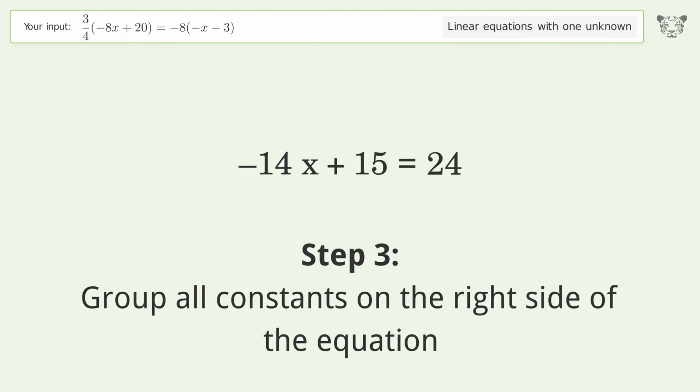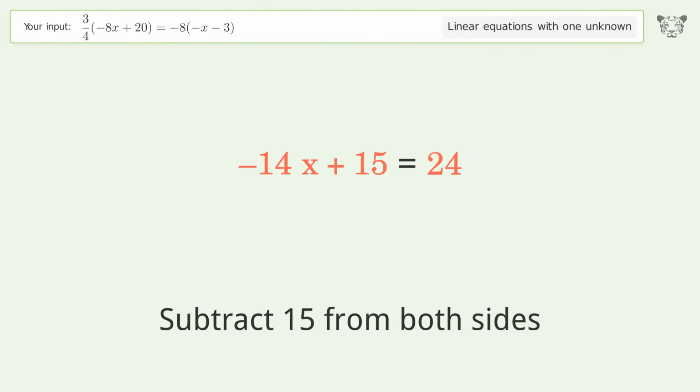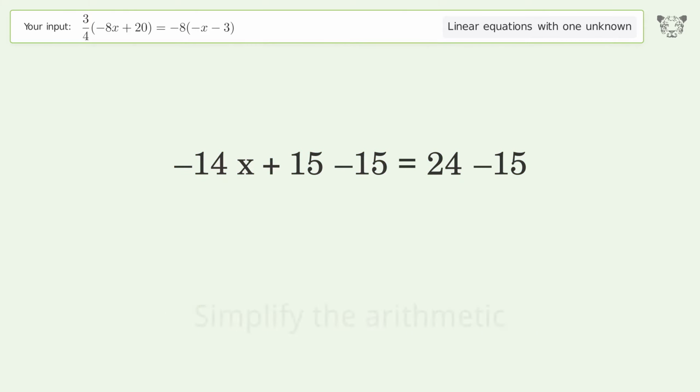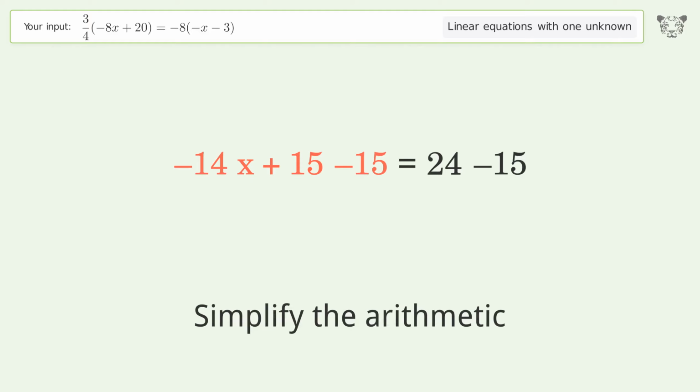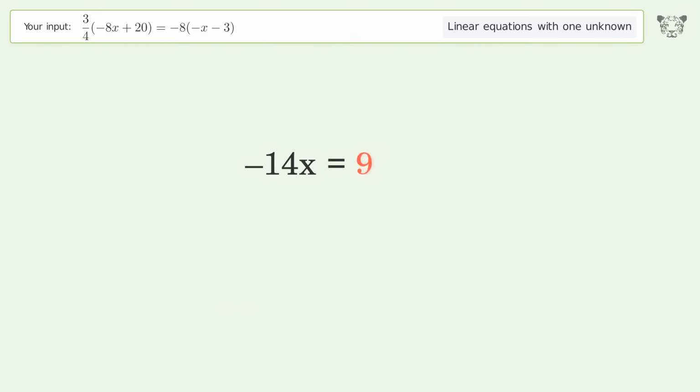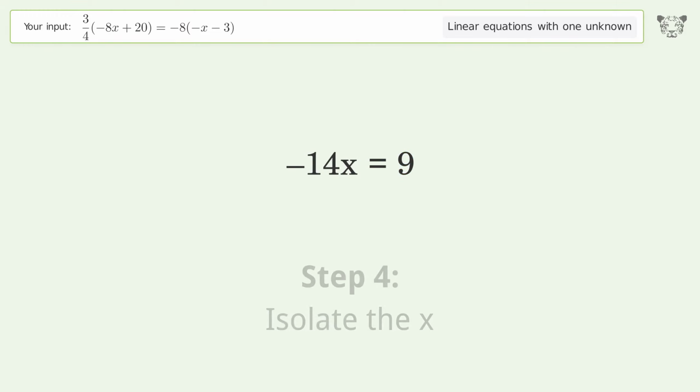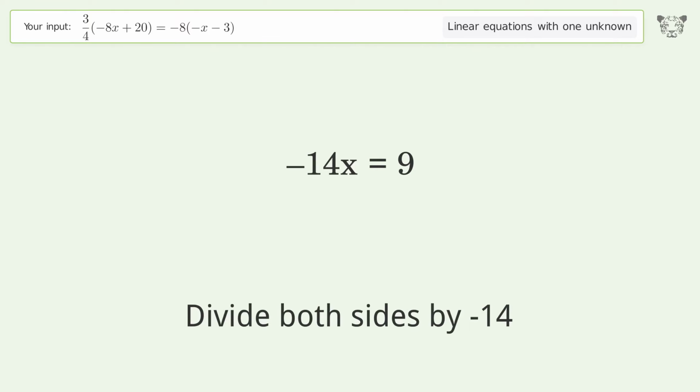Group all constants on the right side of the equation. Subtract 15 from both sides. Simplify the arithmetic. Isolate the x. Divide both sides by -14.